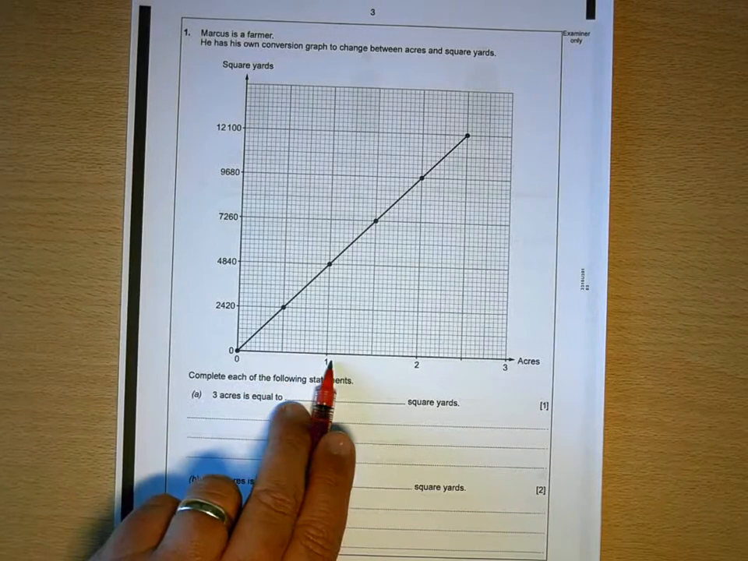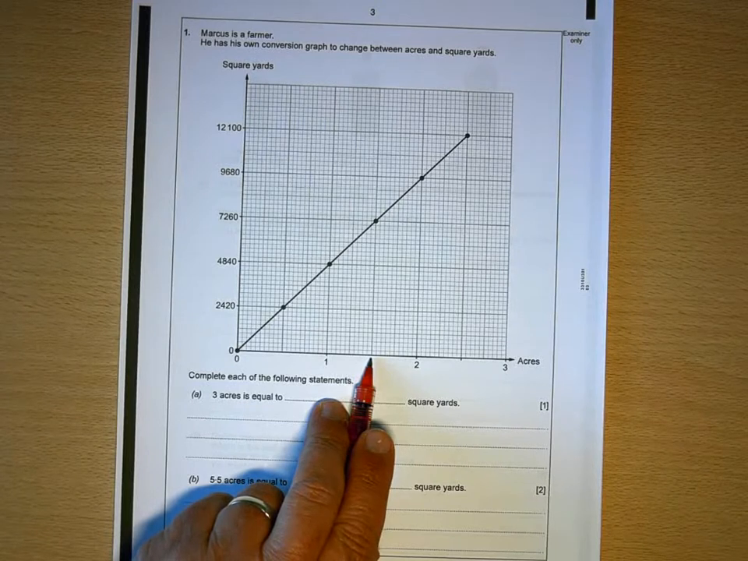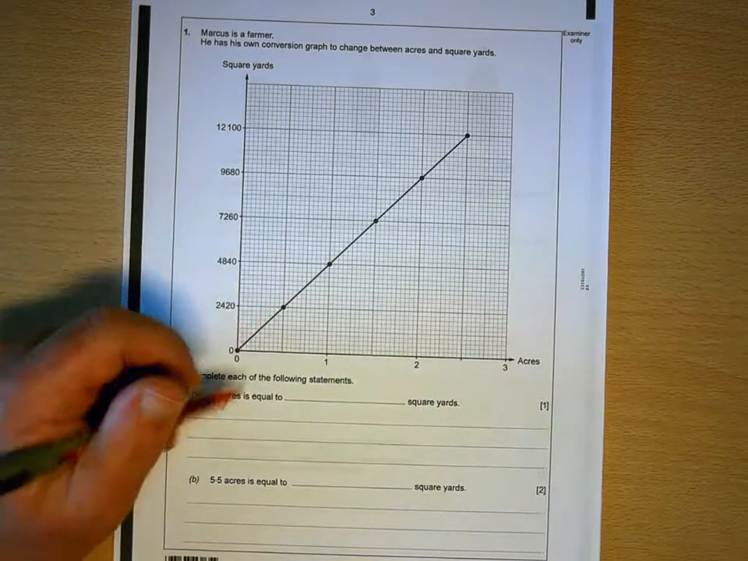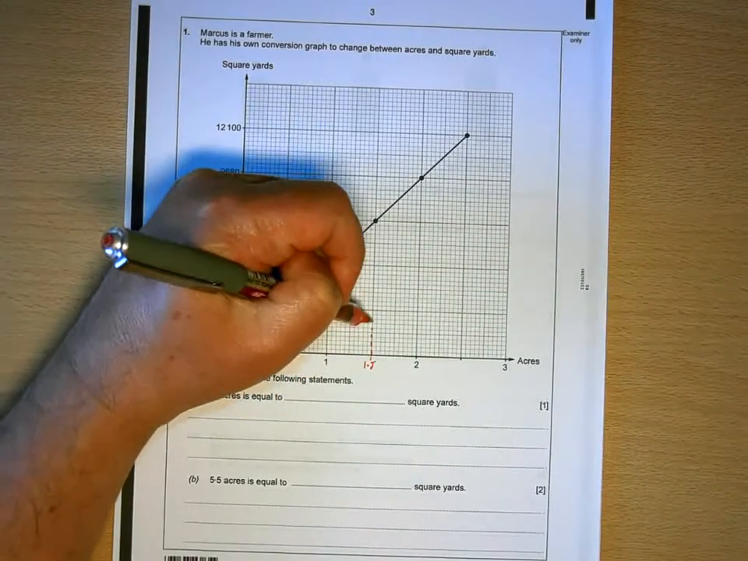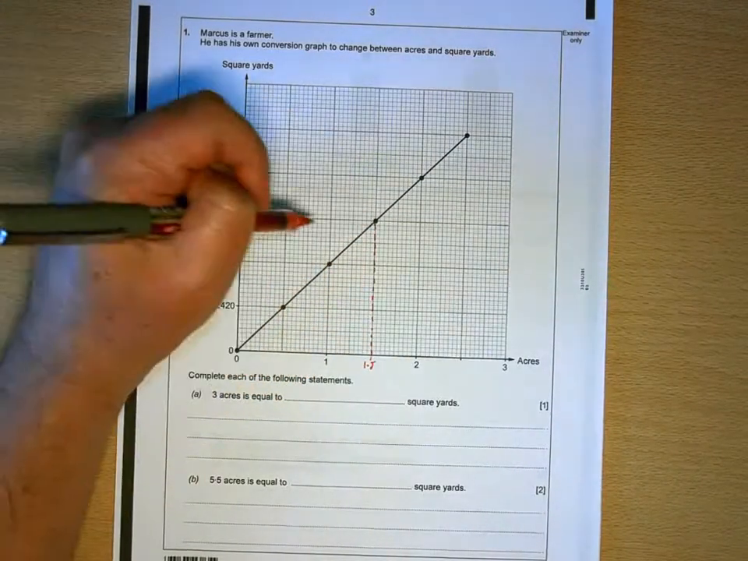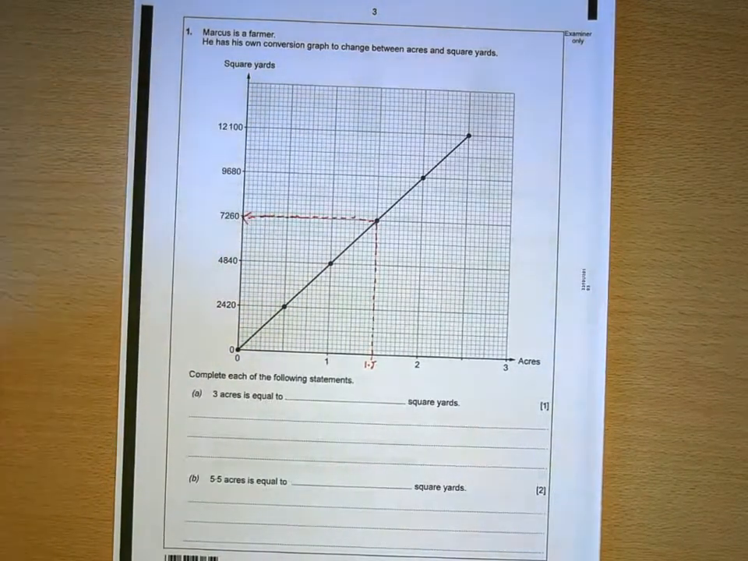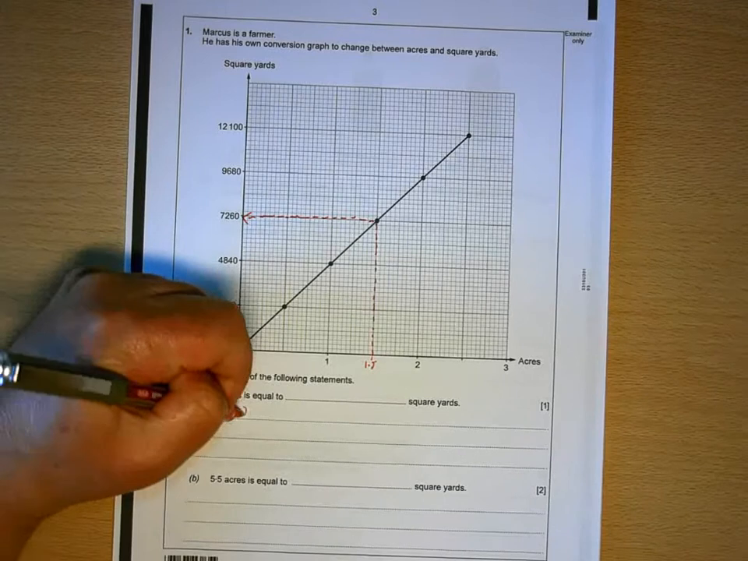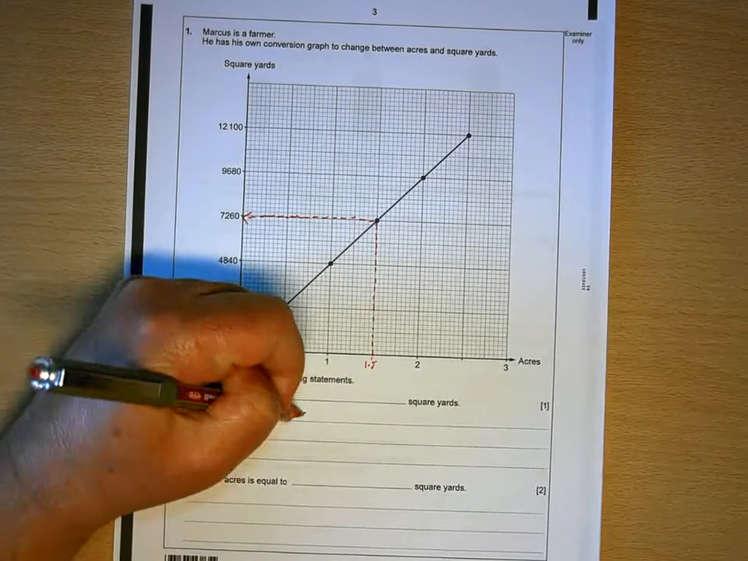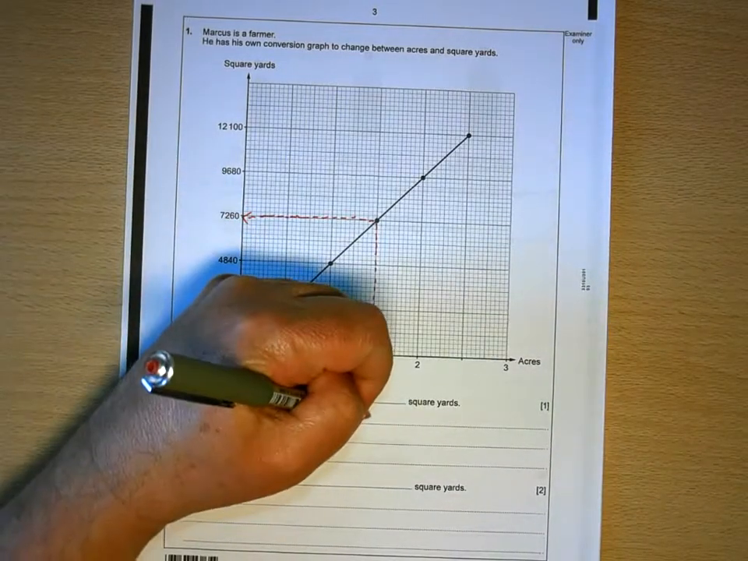So what I'm looking at here is 1, 2, 3. That's going to be 1.5. So if I can read off what 1.5 acres is, by doubling that, it'll give me 3 acres. So if I read up to 1.5, I can see clearly that that's 7,260 square yards. So 1.5 acres is 7,260 square yards.